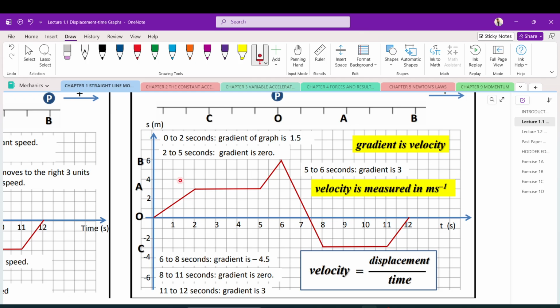Wherever the gradient of a straight line is positive, which is over here and over here, you will have a positive value for velocity. As for this one, you will have negative velocity because the gradient is negative. And over here again, you will have a positive gradient.